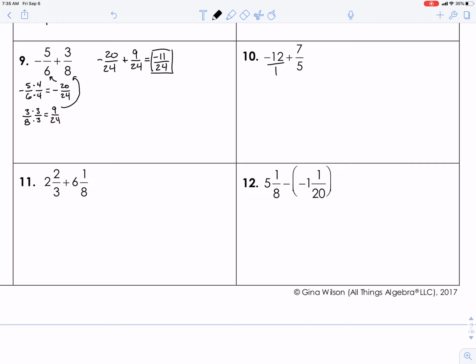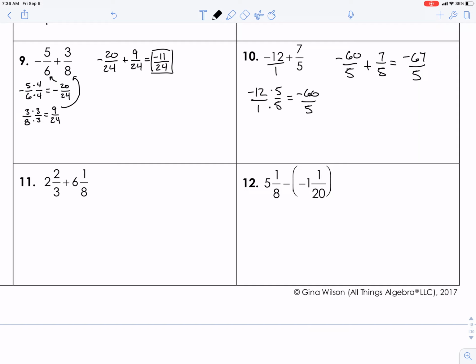Well, what number does 1 and 5 both go into evenly? 5. So if I take that negative 12 over 1, how do I turn that 1 into a 5? I multiply it by 5. So I got to multiply the top and bottom by 5. So that's going to give me a negative 60 over 5. So now I have negative 60 over 5 plus 7/5. That equals negative 67/5. And again, if I get that negative 67/5, I need to reduce that.